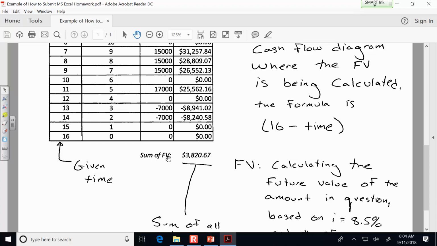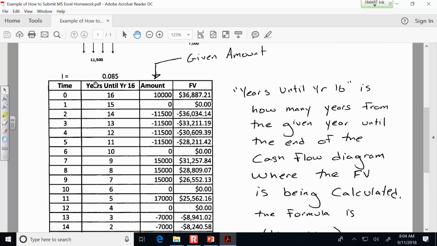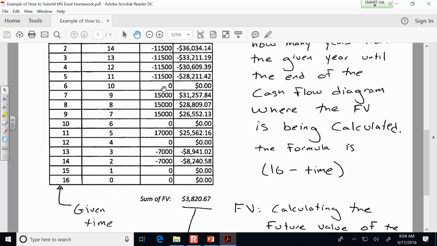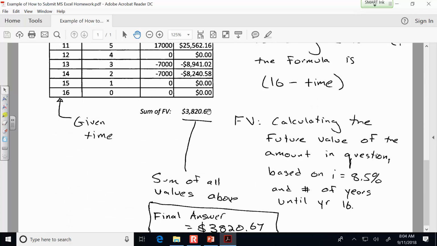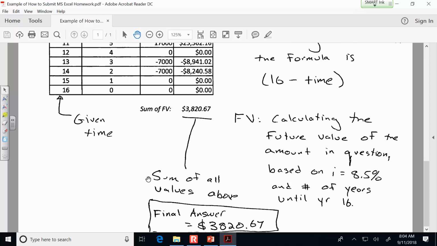Here I've labeled all of these columns. All of these columns have labels. And I'm explaining here where I'm doing the sum function, the sum of the future values, and I explain what that is. And then I clearly indicate the final answer with my handwritten notes here.